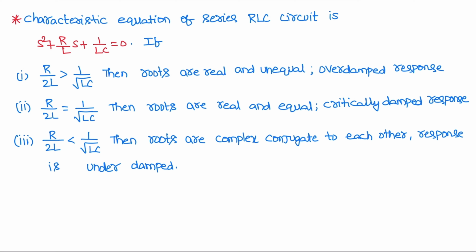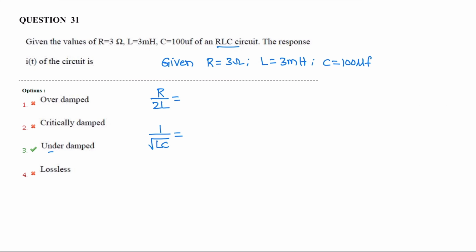If R by 2L is equal to 1 by root LC, the roots are real and equal. The response is critically damped. If R by 2L less than 1 by root LC, roots are complex conjugate to each other and the response of the system is underdamped response. So based on these conditions, first we need to calculate the value of R by 2L and 1 by root LC. So given R is 3 ohms and inductance is 3 millihenry.